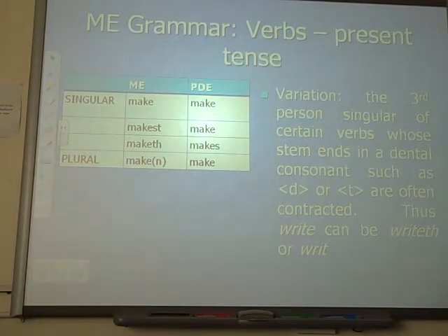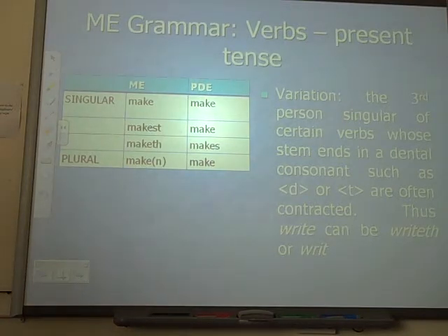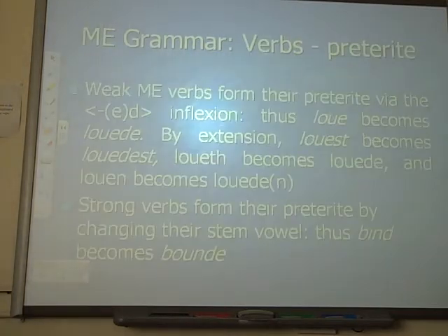Variations is that the third person singular ends in dental consonants, such as D or T, which can be contracted. We still use it now, oddly enough, but usually we correct ourselves afterwards. Like the word writ, used in the past tense form of written, or wrote. You writ it down. So write can be either writeth or writ. Again, other words similar: rideth, readeth, or ritt.